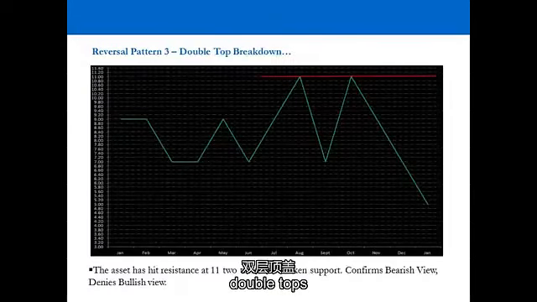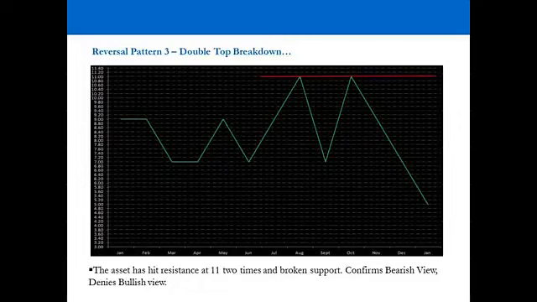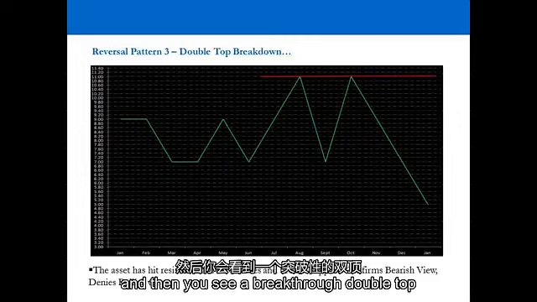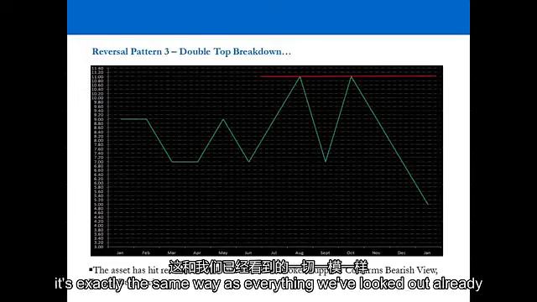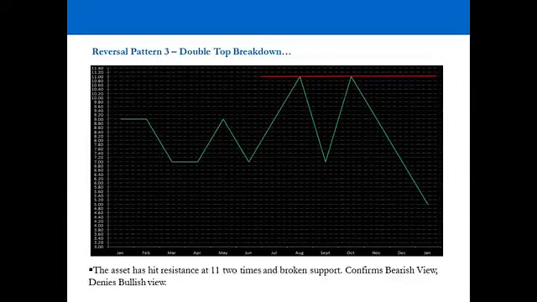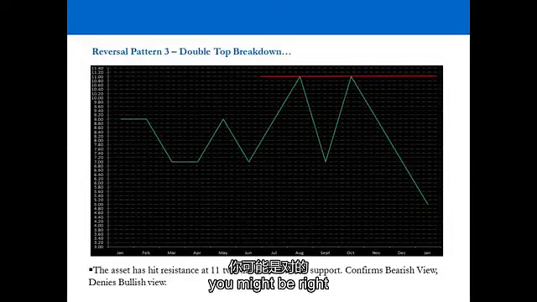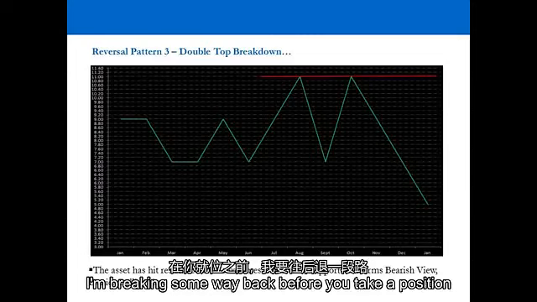When stocks put in double tops and double bottoms, and then you see a double top, and you see a break through previous support, it's exactly the same way as everything we've looked at already. Fundamental predisposition of bullish, stick it on the watch list and wait. You might be right 12 months from now. The stock could be $30 in 12 months. But at the moment, the timing is poor. You want to see that stabilize and break in some way back before you take a position.